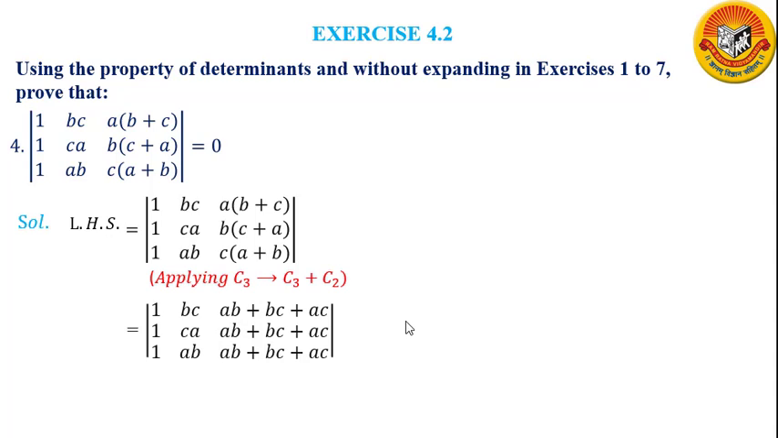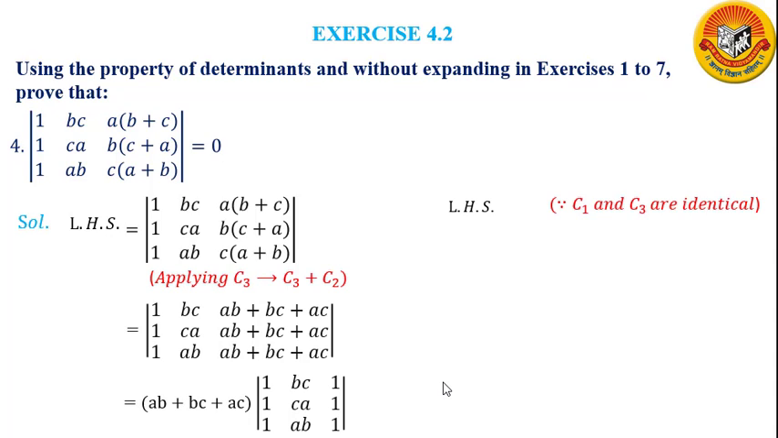Now once I apply C3 plus C2 on column C3, I am getting this third column identical, that is AB plus BC plus AC, AB plus BC plus AC, AB plus BC plus AC. So I take this AB plus BC plus AC common from the third column. So I got 1 1 1 in the third column also. Now as I got identical elements in the first column and third column, C1 and C3 are identical, so this is 0 by property number 3, and left hand side is equal to right hand side.